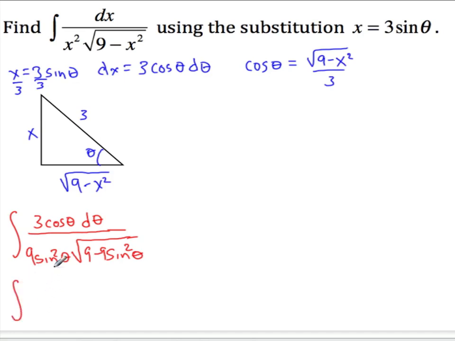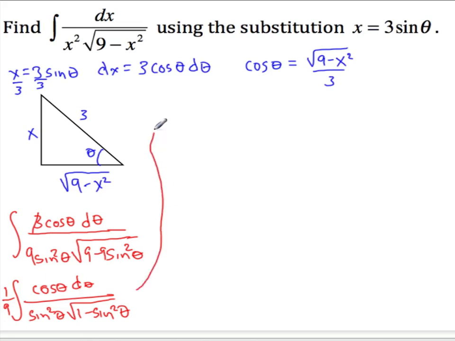Continue. We pull out a 9 here. I'm not going to write this, but I pull out a 9. The square root of 9 is 3. That will cancel with this 3. And I'm going to pull out this 9 right here. So I'm left with a cosine theta d theta, divided by the same sine squared there, and I'll be left with the square root of 1 minus sine squared. Okay. Pull out the 9, and the square root of 9 is 3, canceled with that 3. That's where that came from.